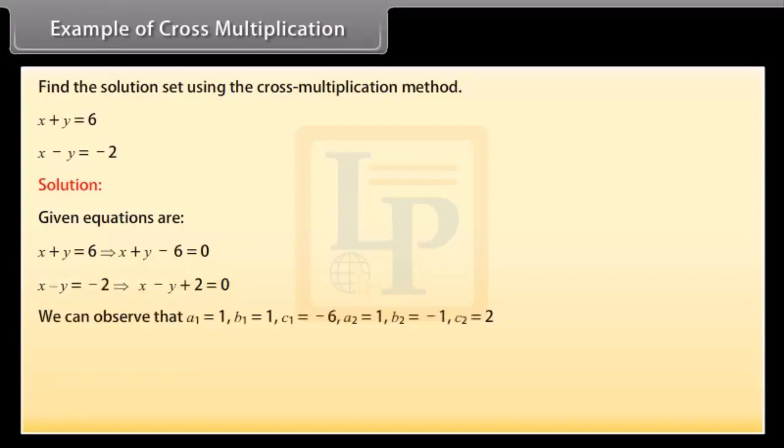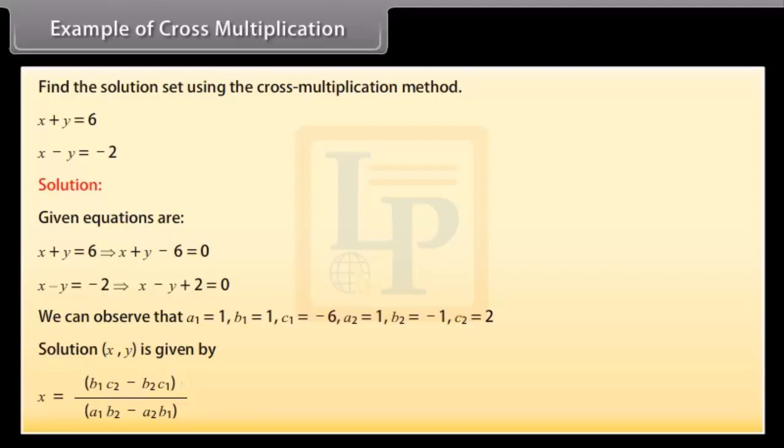We can observe that a1 is equal to 1, b1 is equal to 1, c1 is equal to minus 6, a2 is equal to 1, b2 is equal to minus 1, c2 is equal to 2. The solution x, y is given by x is equal to b1 c2 minus b2 c1 upon a1 b2 minus a2 b1.